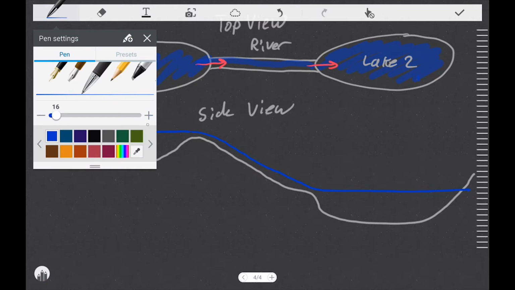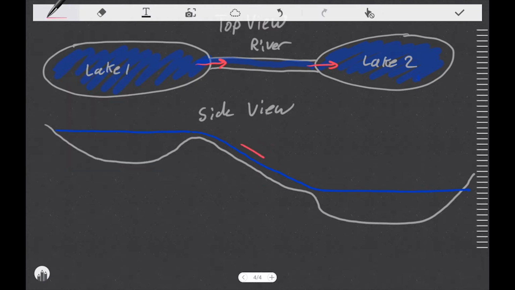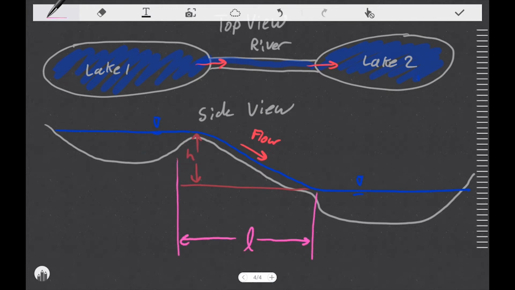And if we connect them by a river, we're going to see that as we pass through the river, the water's flowing downhill. Of course, I'm exaggerating the slope here, just so that I can fit it all in the picture. So there are two important parameters that are going to define the way that the water flows downhill. One of them is the height, or the difference in elevation from the first lake to the second. The other parameter is the length of the river itself.